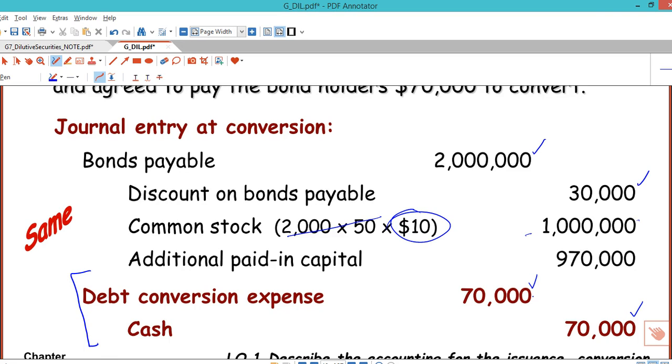Preferred stock is very, very similar, except you would write off the preferred stock and additional paid in capital preferred stock. A little easier because you don't have to deal with amortization. And then you would issue the common stock at the cost of the preferred stock. Okay, so these are convertible.